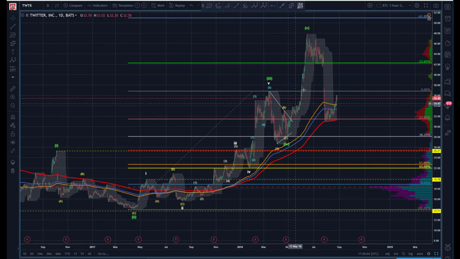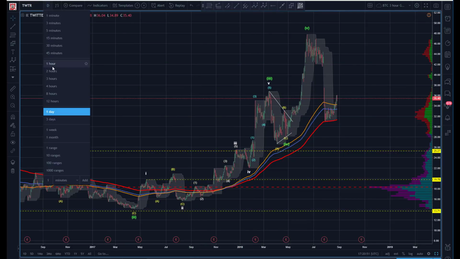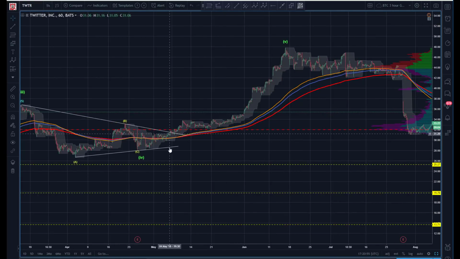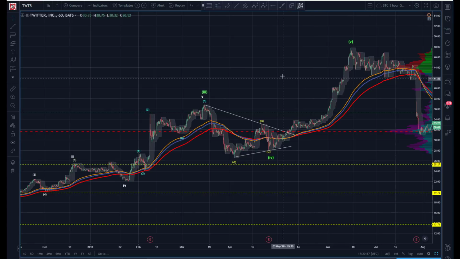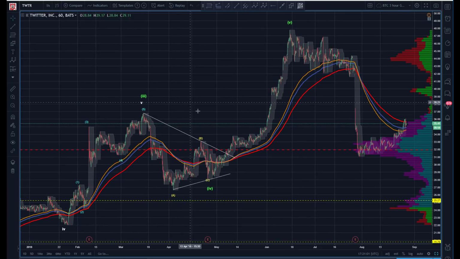So now within this last move up here, I've got to get some sort of a motive wave here. So we've got to go down from the daily. Oh, let's go to the hourly, see how that looks. So let's try and get this here so you can see it. So it's pretty much a straight shot up. So it's a tricky one here.